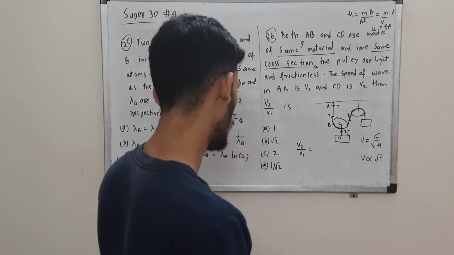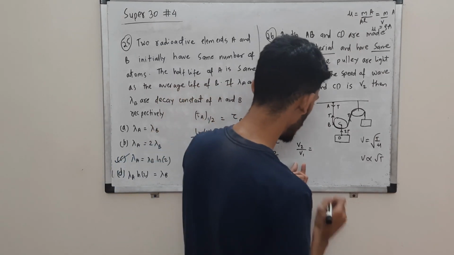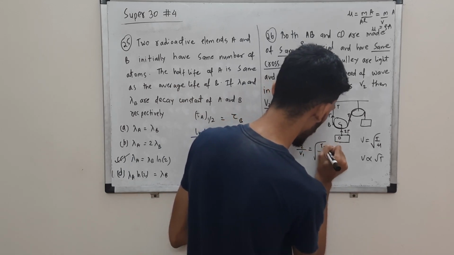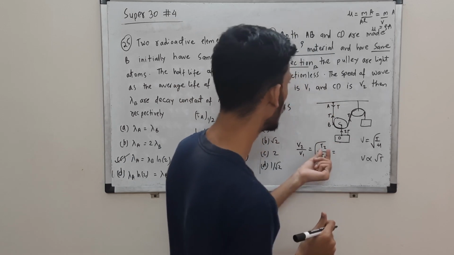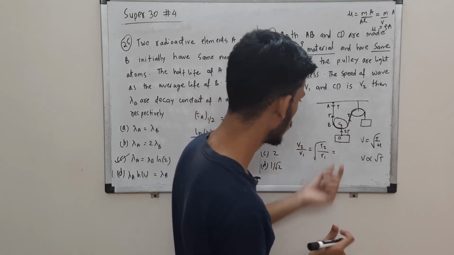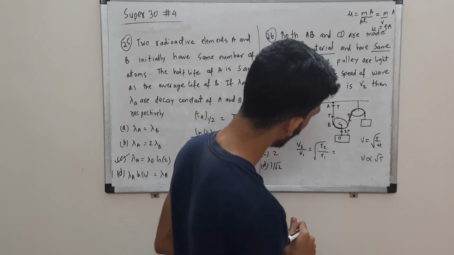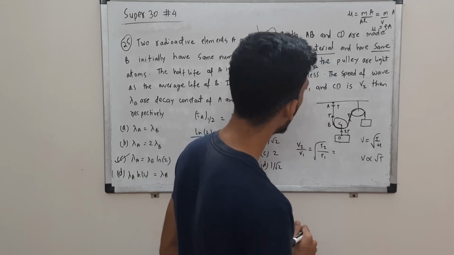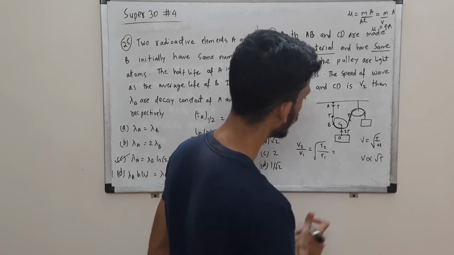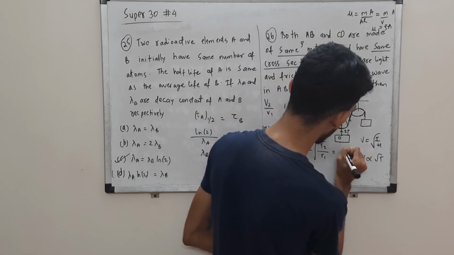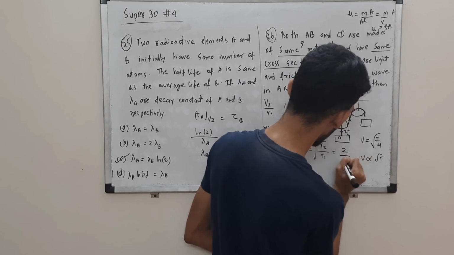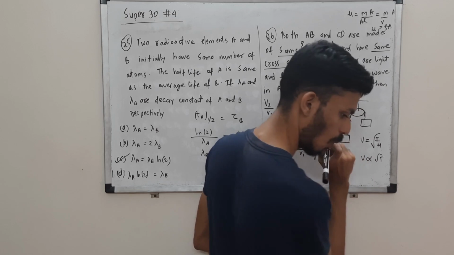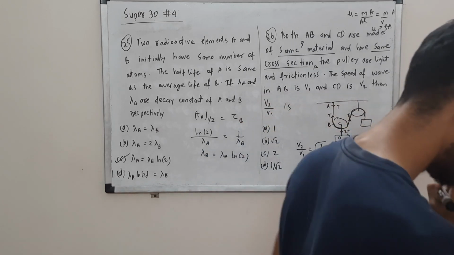So let's come back. The velocity is proportional to root of T2 by T1, right? T2 is for CD, and this is for T1. Am I doing something wrong? So the answer comes out to be root 2, which is not correct.